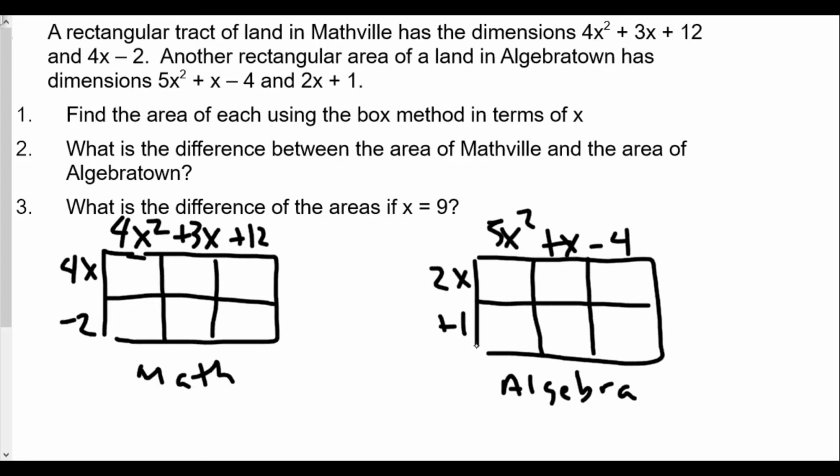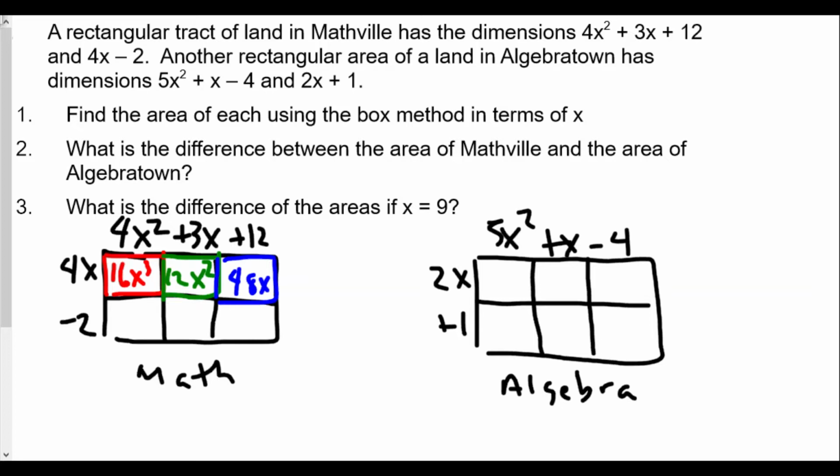So now let's multiply. With the box method, you're finding the area of each smaller rectangle, and then afterwards combine them all together to get the sum. So let's begin with the first box, which is 4x times 4x squared, which is 16x to the third. Then 4x times 3x gives us 12x squared. And then 4x times 12 is 48x. Okay, so that's the first part.